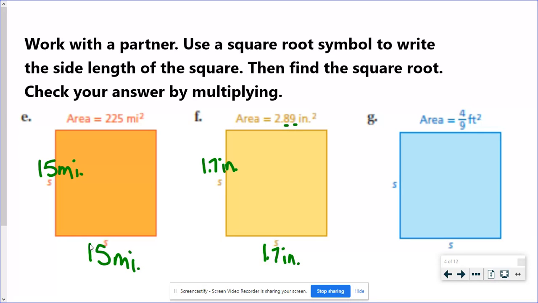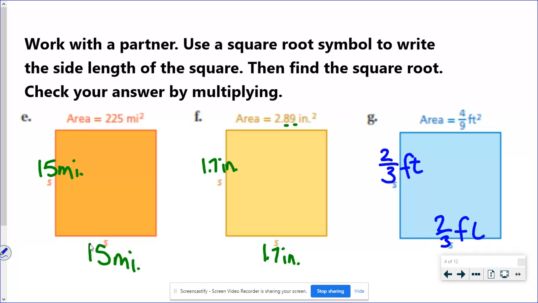Fractions, no big deal, especially if they give me numbers like this that are really nice. The area of this square is 4/9, so I would just have to take the square root of that. Well, take the square root of the top and the square root of the bottom, right? The square root of 4 is going to give me 2, and the square root of 9 is going to give me 3.